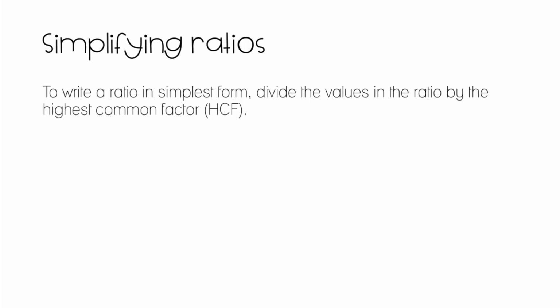Okay, let's look at now simplifying ratios. We did a little bit in that previous one, but let's do a bit more. So to write a ratio in simplest form, you're going to divide the values in the ratio by the highest common factor. So that means numbers that you multiply together to equal that value. So if we have 27 to 45, we're looking for a number that when multiplied with another number equals 27 and 45. In this case, it's 9. 9 times 3 is 27, and 9 times 5 is 45.